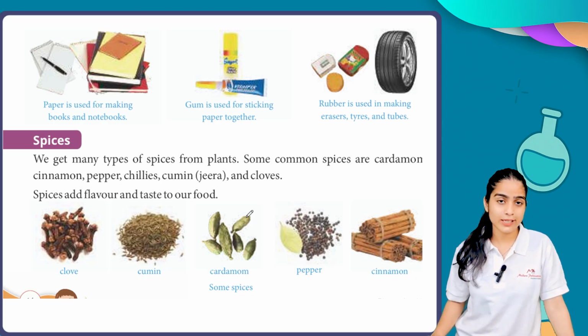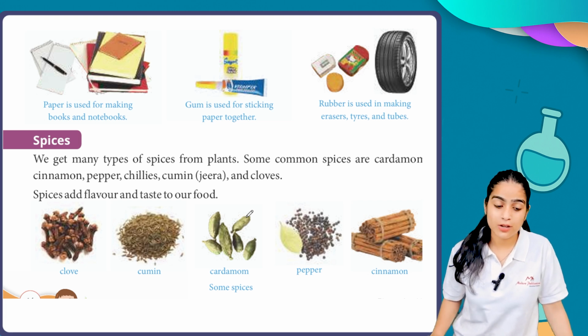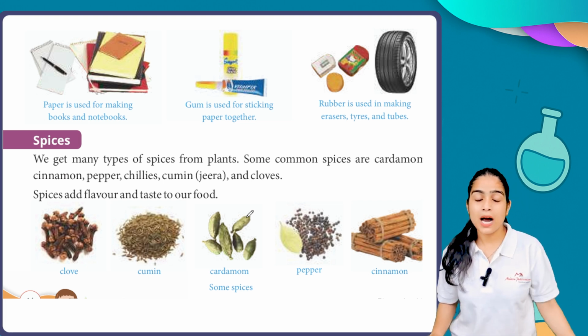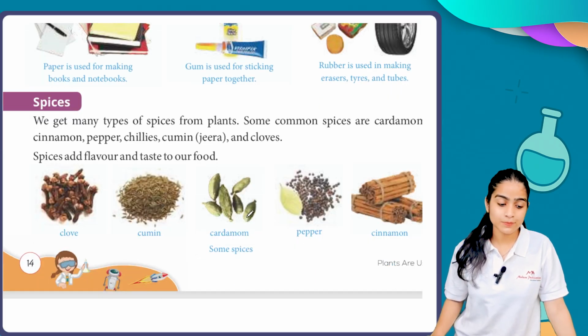So you will find that the food you generally eat would be without taste if you had not used any plant, right? We get taste just because we use different plants in our food. For example, clove, cumin, cardamom, pepper, cinnamon. These are the plants we use to make our food tasty and pleasant.